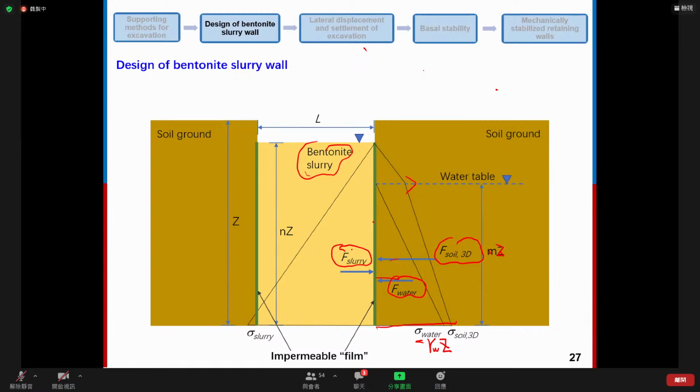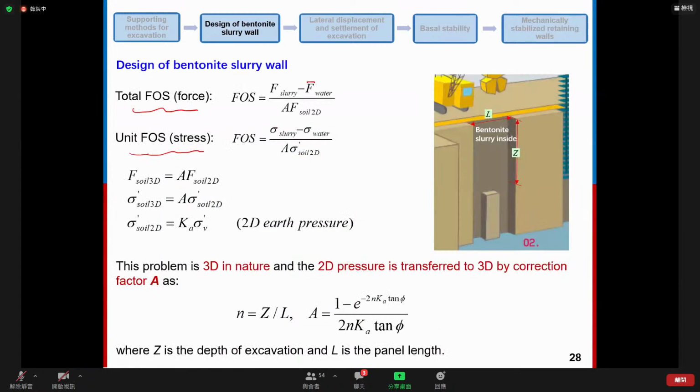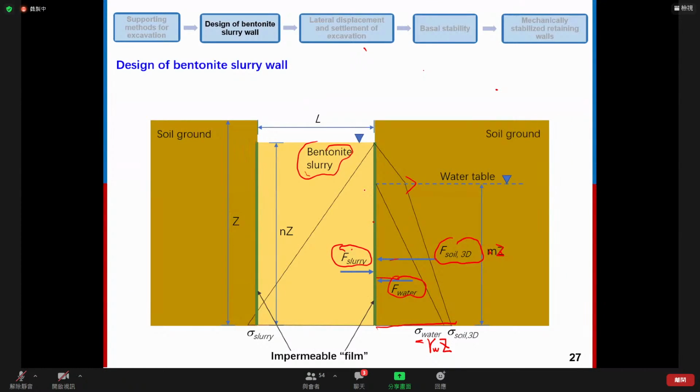So therefore, we define the factor of safety equals to the F slurry minus F water divided by the F soil. And here you can see we use F soil 2D, and here we have F soil 3D. And why we have the 2D and 3D? Okay, so right now I will explain this.